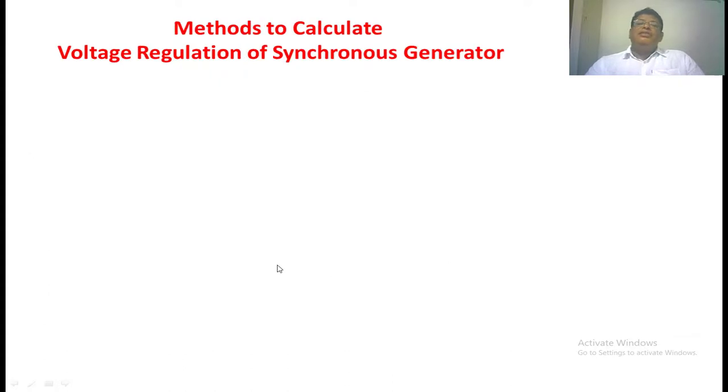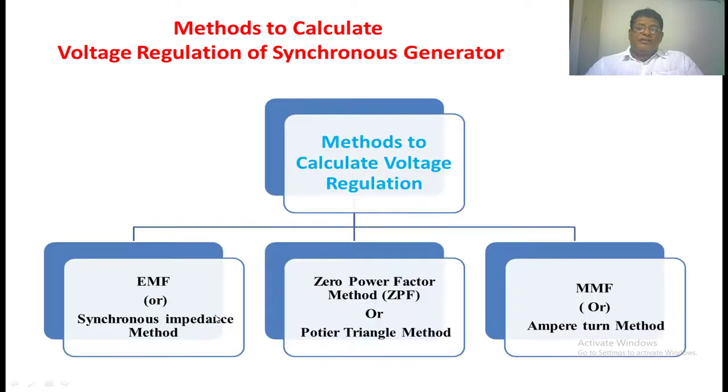There are different methods proposed practically to calculate the voltage regulation of a synchronous generator. The first one is the EMF method or synchronous impedance method. The second one is the zero power factor method or phasor triangle method. The third one is the MMF method or ampere turns method, by means of which we can calculate the voltage regulation of a synchronous generator. That we are going to see in the coming classes.